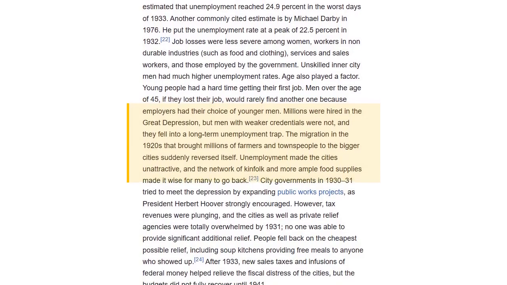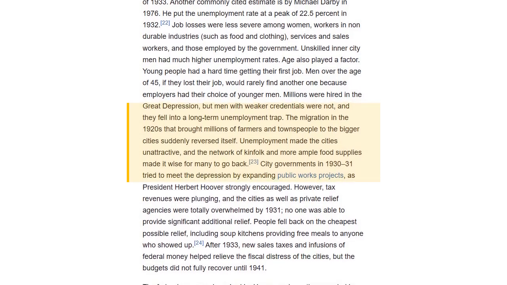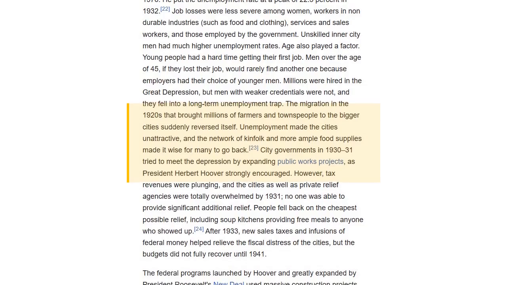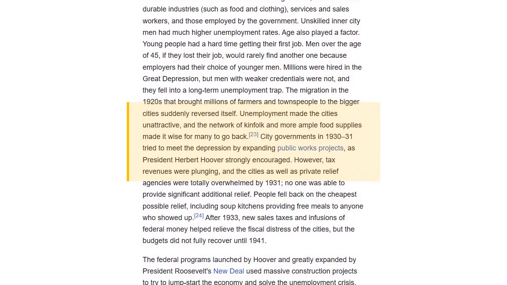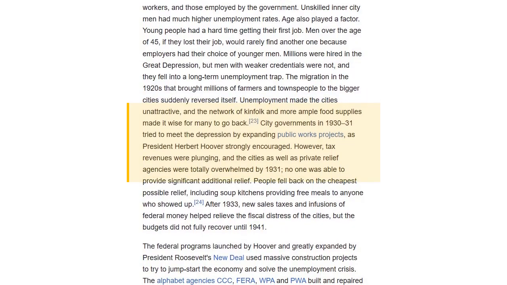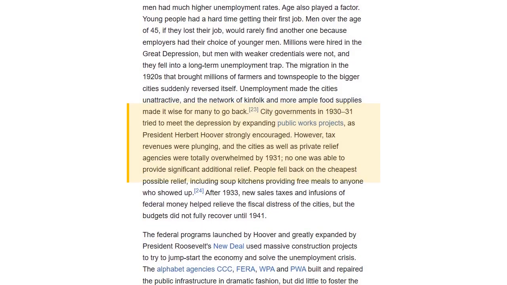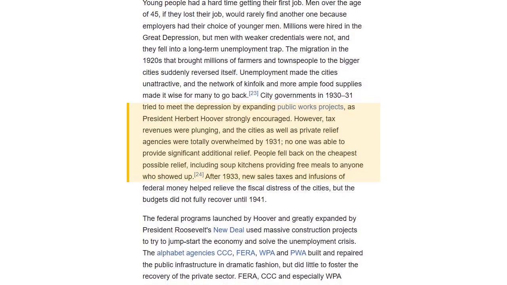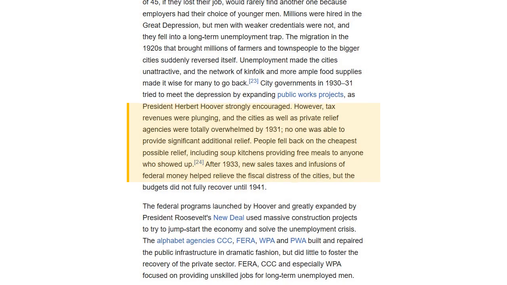The migration in the 1920s that brought millions of farmers and townspeople to the bigger cities suddenly reversed itself. Unemployment made the cities unattractive, and the network of kinfolk and more ample food supplies made it wise for many to go back. City governments in 1930-31 tried to meet the Depression by expanding public works projects, as President Herbert Hoover strongly encouraged. However, tax revenues were plunging, and the cities as well as private relief agencies were totally overwhelmed by 1931. No one was able to provide significant additional relief.